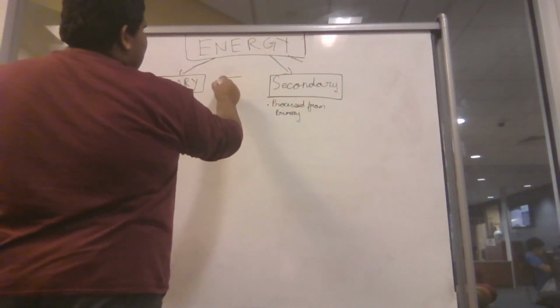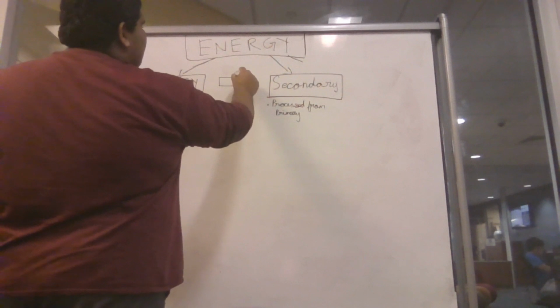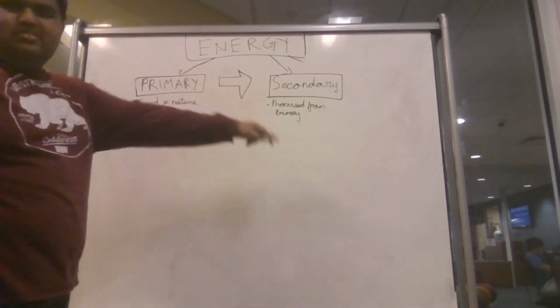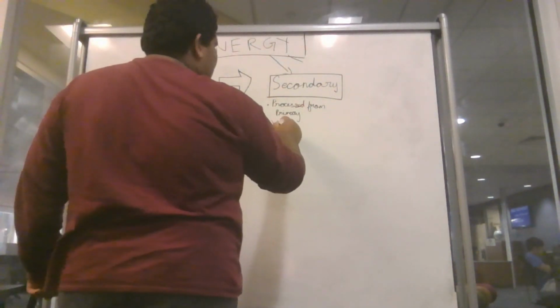So it's more like this. Why do we process energy to make it into secondary? So that it's more versatile.